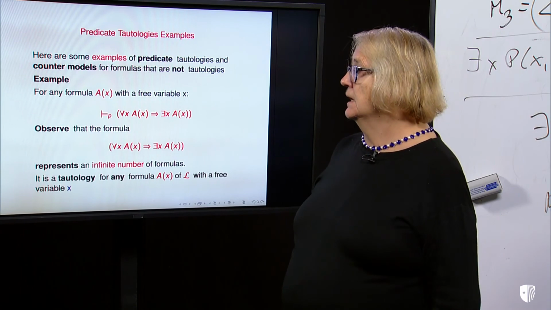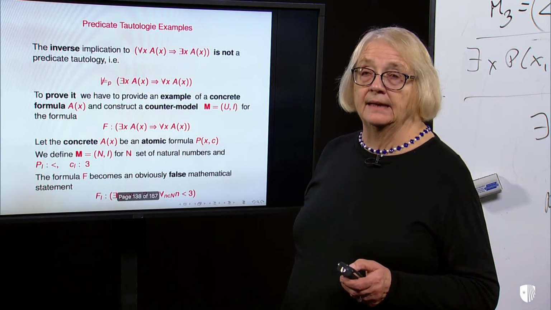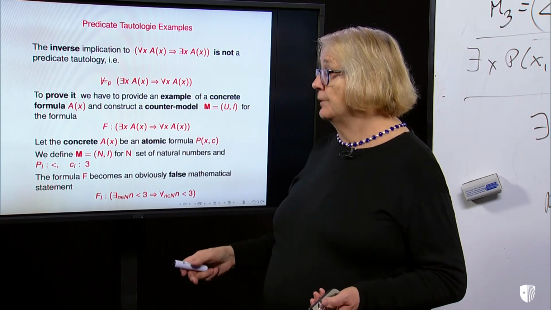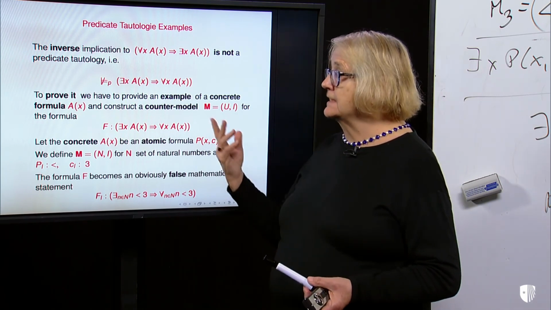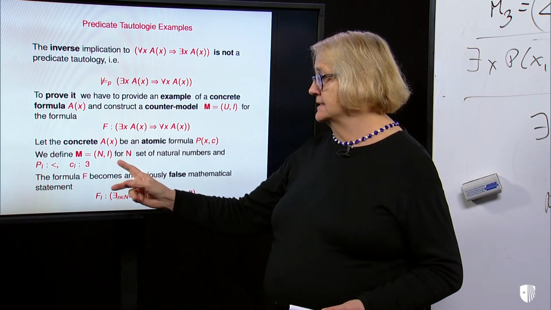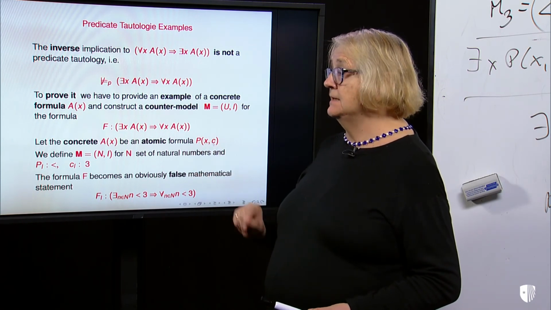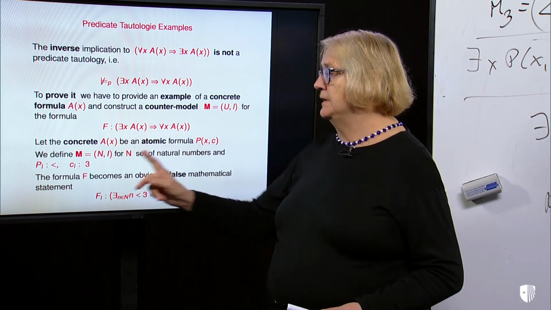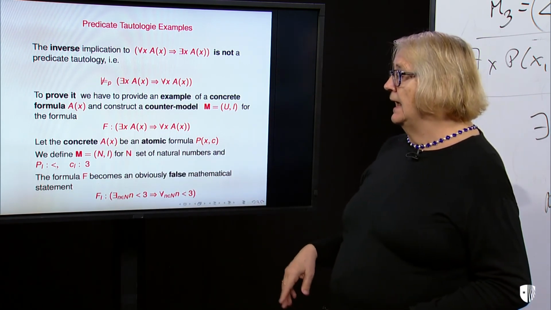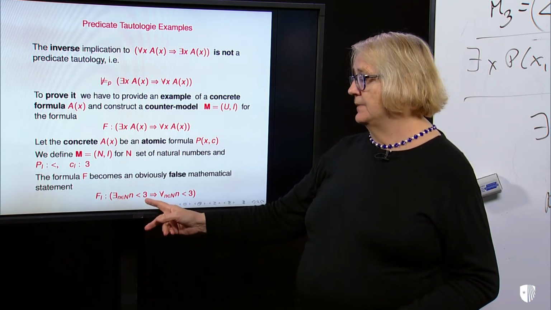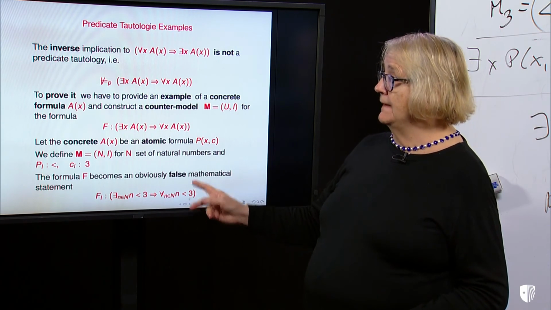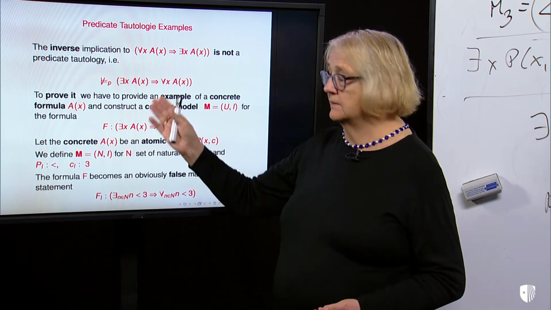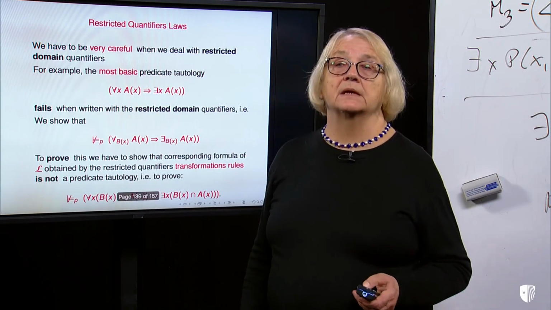For example, this is a predicate tautology. And this is not a predicate tautology because we can find a contramodel. The contramodel would be, for example, a concrete formula. Let's say that the formula is P(x, c), and we define a structure, natural numbers, where P is less and c is 3. It would say that there is a natural number less than 3, then all natural numbers would be less than 3, which is a false mathematical statement in natural numbers, so that is a contramodel for that. This is not a predicate tautology.